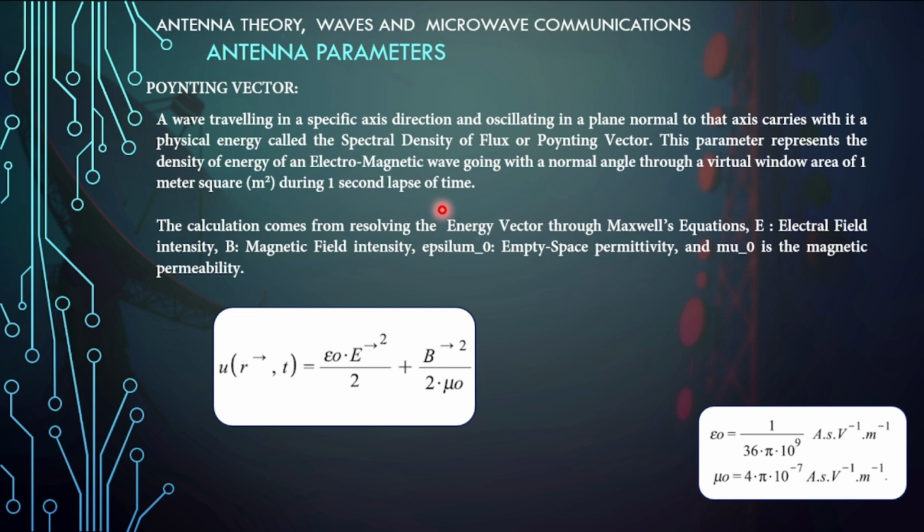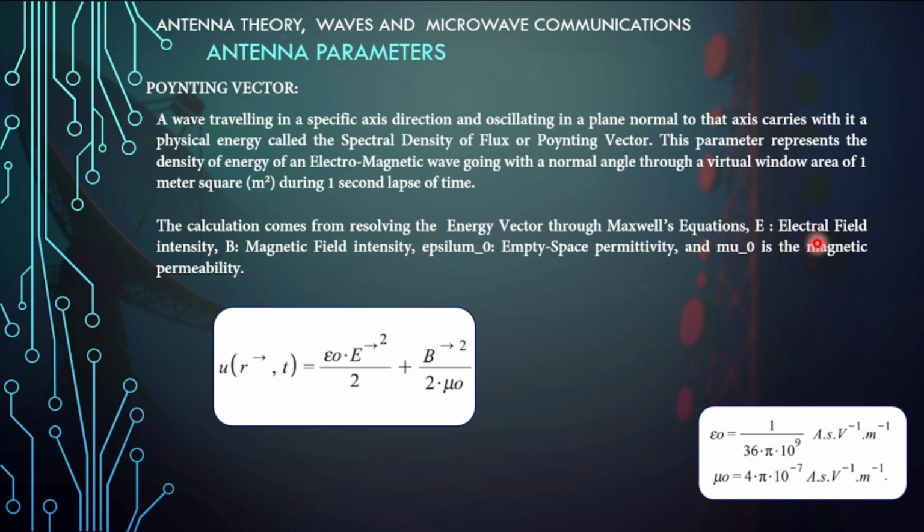So let's back up a little bit. This parameter, the Poynting vector, actually represents the density of energy of an electromagnetic wave with a normal angle, meaning it's hitting a virtual surface of 1 square meter with a normal angle to it, during a 1 second lapse of time. So during this 1 second, how much of that flux penetrates a virtual 1 square meter area? This is the Poynting vector. Okay, so let's look at its equation. The calculation of the Poynting vector came from resolving the energy vector through Maxwell's equations.